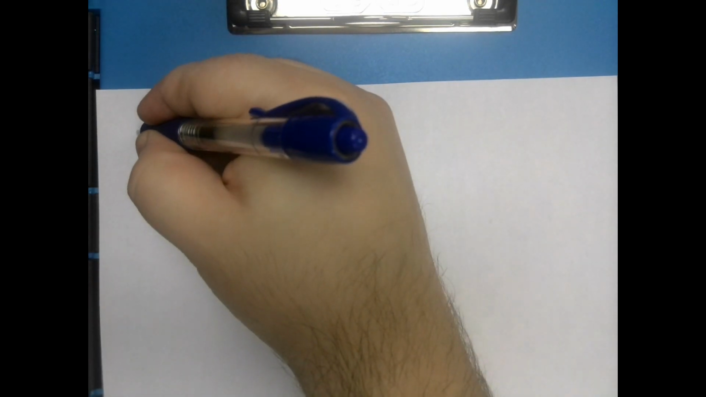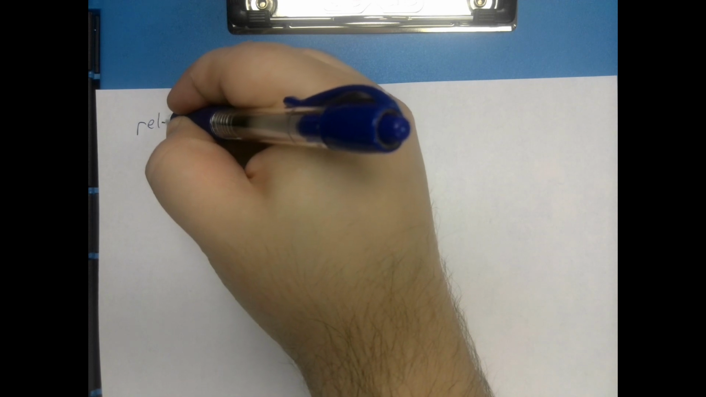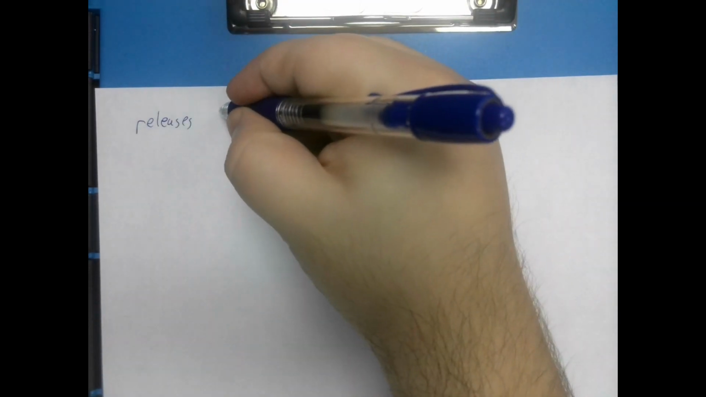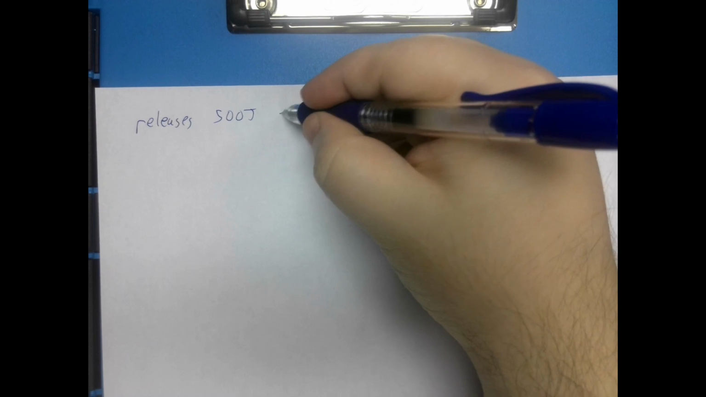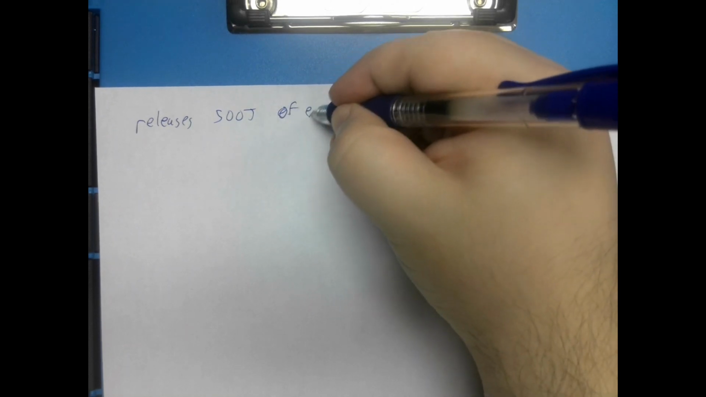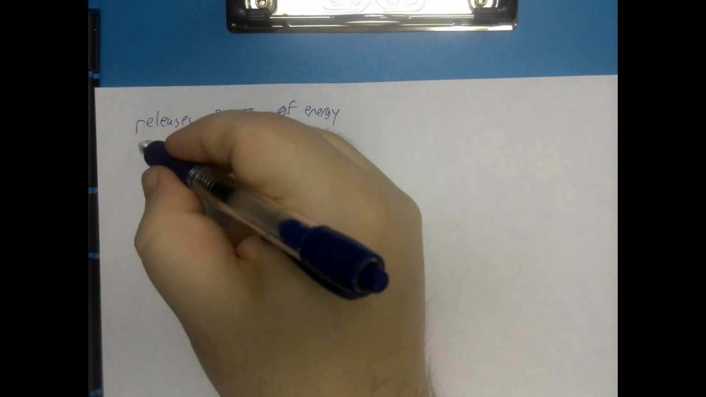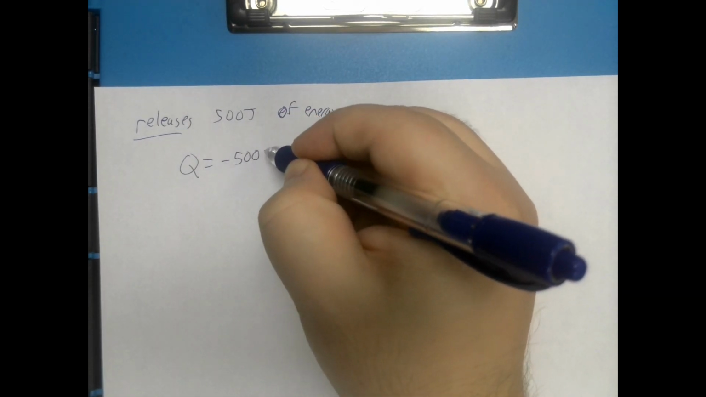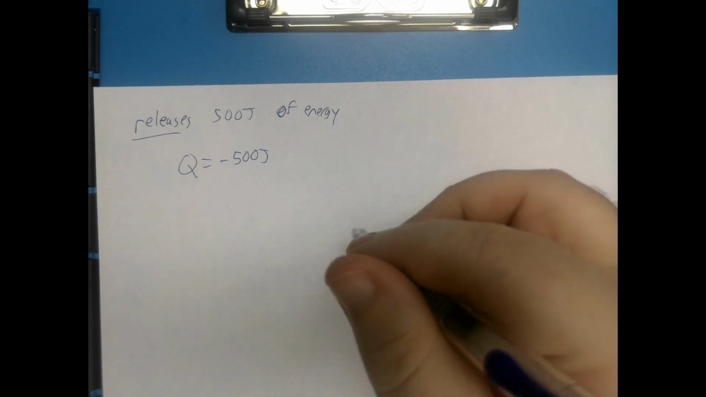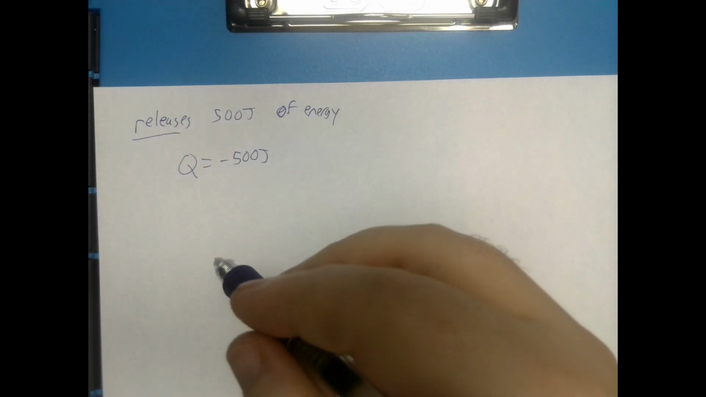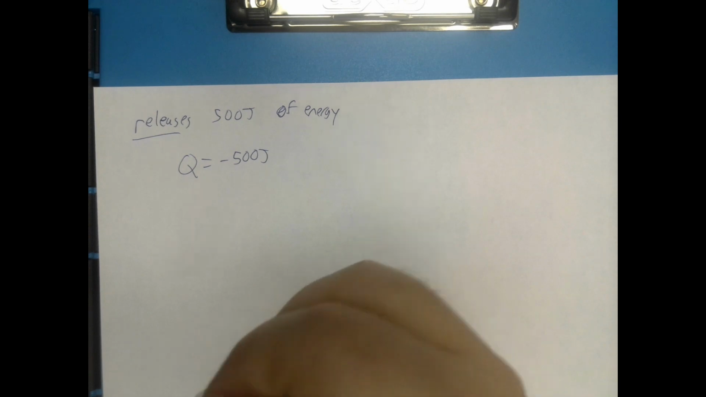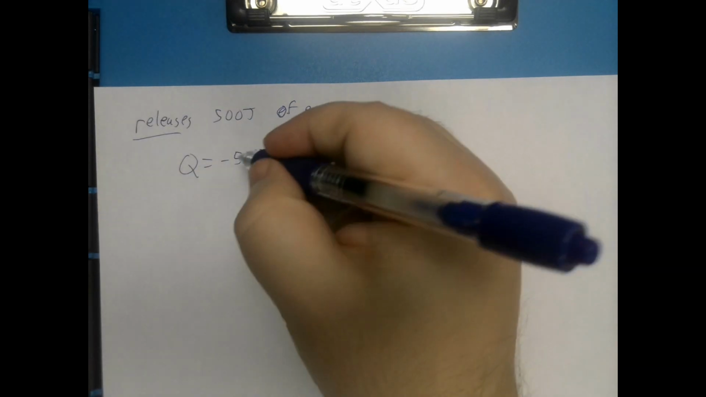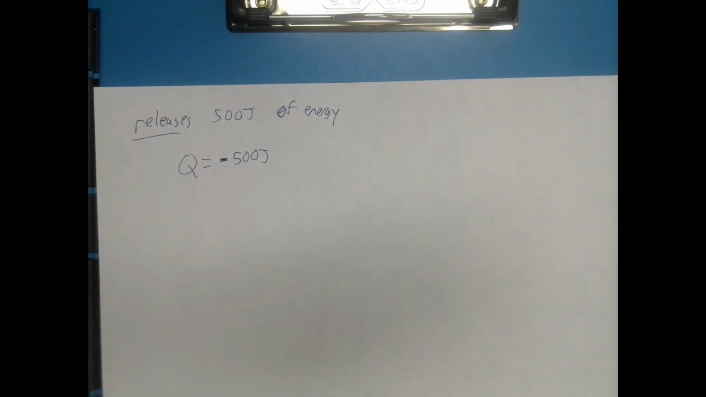So a common mistake that a lot of people made is that when it says "releases 500 joules of energy," this releases tells you that this Q is going to be negative. It might have said "gives off," "loses," or some other description, and you had to plug in a negative here.